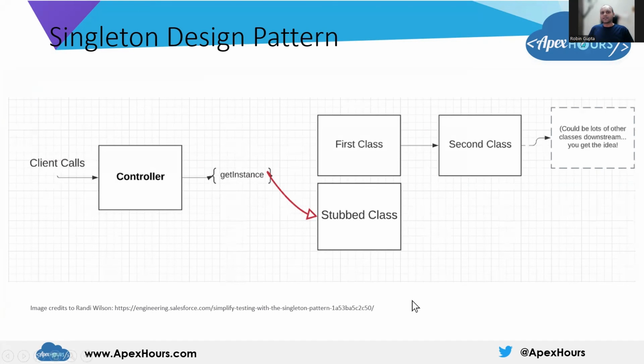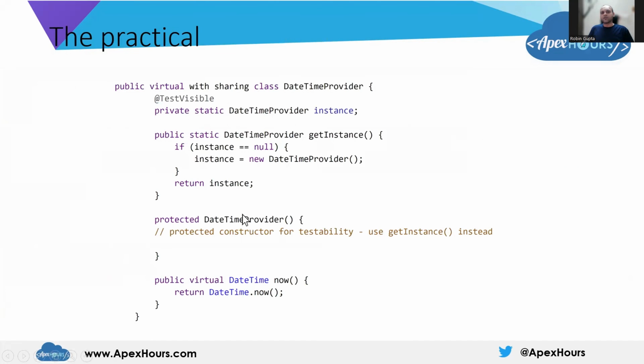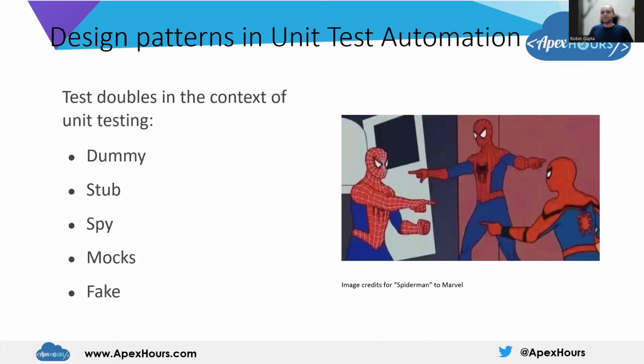Now the singleton design pattern is detailed over here. And while datetime provider was just an example, the same approach could be applied for stubbing or mocking other pieces of our implementation. In addition to the singleton design pattern, there are various other design patterns in unit test automation, such as dummies, stubs, spies, mocks, and fakes. The idea here is very simple. We should not be toying with real data or real endpoints. We can stub them out, or we can also have that railroad switch for a stub implementation for our testing purposes.